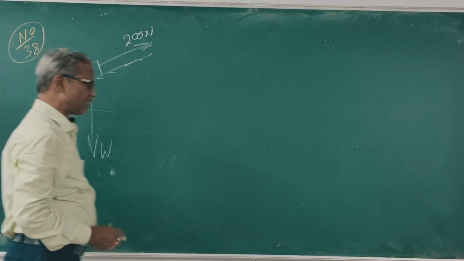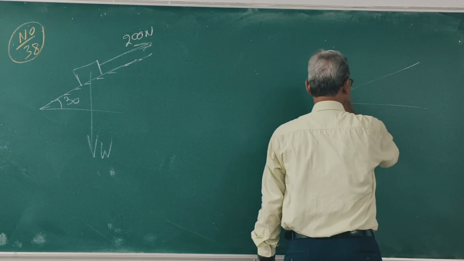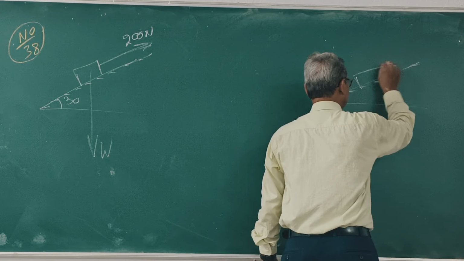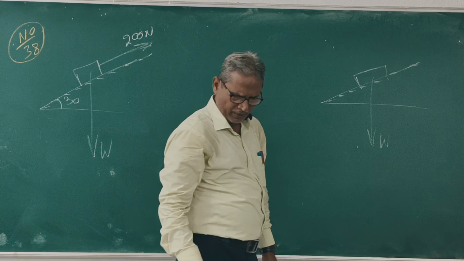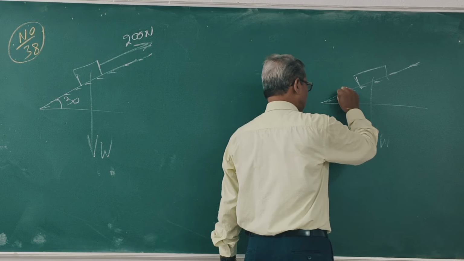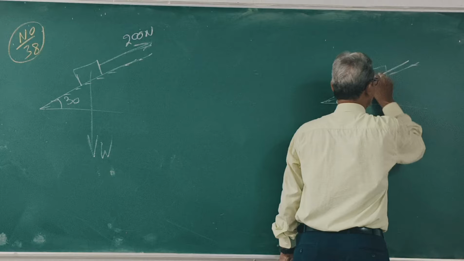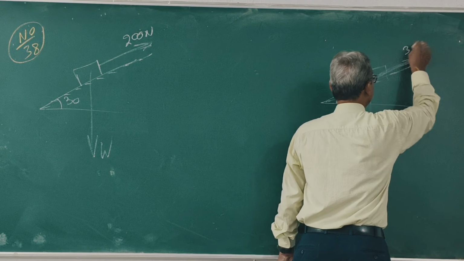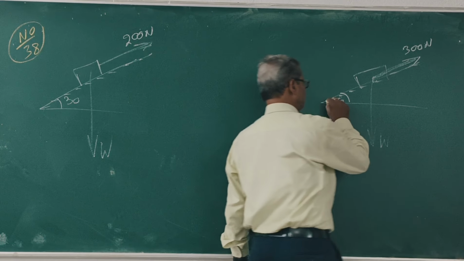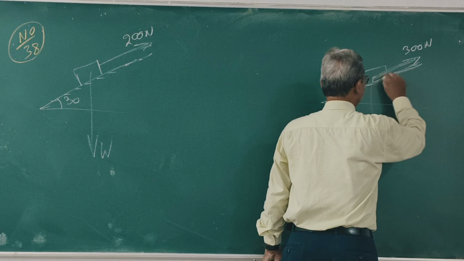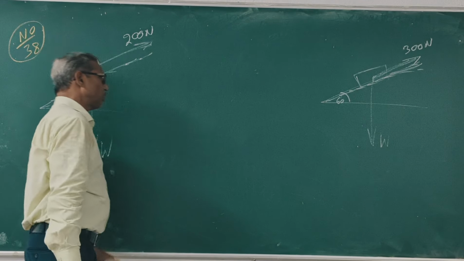Second case, same body. Clear? The body weight acts downwards. When the angle increases to 60 degree, the force required is 300 Newton. Clear? This is case 2, this is case 1. So, come to figure 1.